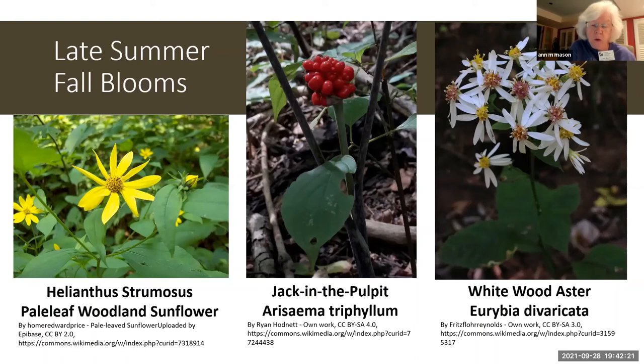The pale leaf woodland sunflower can grow 3 to 7 feet tall, and the flowers are in loose clusters that bloom from July to September. The white wood aster is a smaller aster, grows 2 to 3 feet tall, but it spreads 2 to 4 feet wide as a mounding perennial having a dense rhizome. You'll find this in the open woods or on the edges of woods because it needs about 3 hours or a little more of sun.